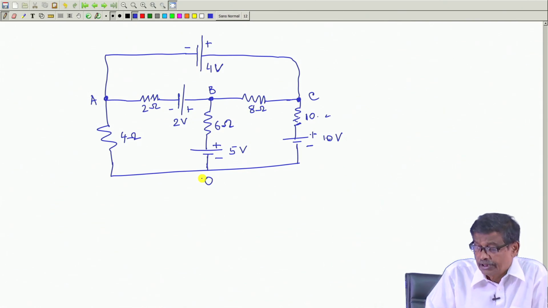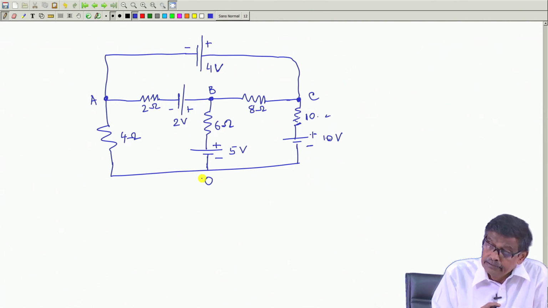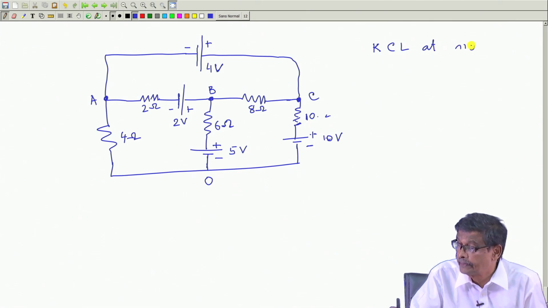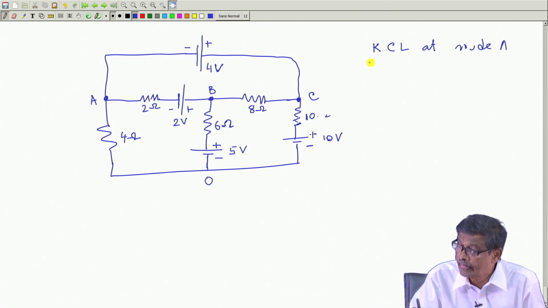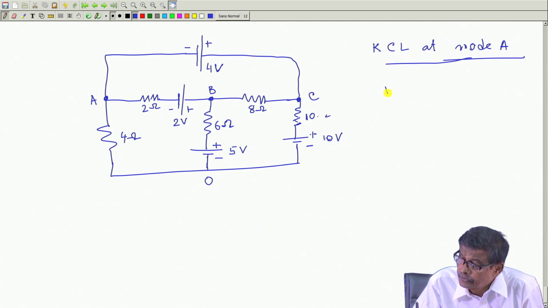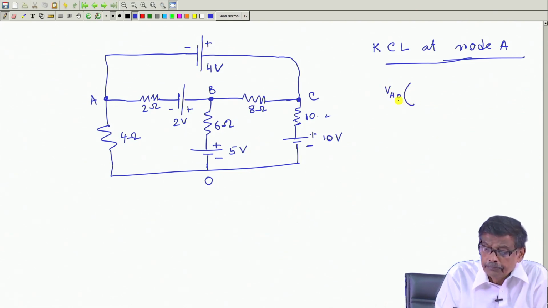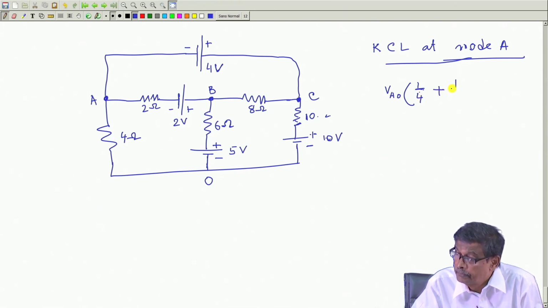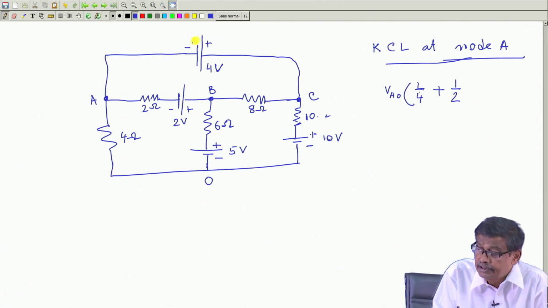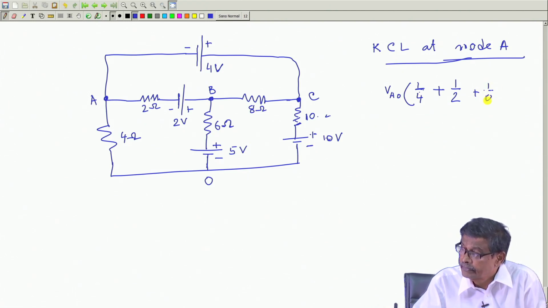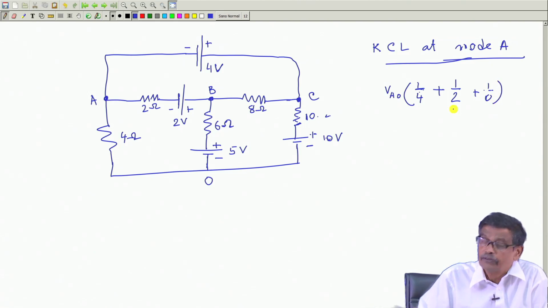Now, suppose I have chosen O as my reference node, then the KCL at node A. Suppose I want to write down node A. What is the rule I told you? The coefficient of V A 0 will be the sum of the reciprocals of all the resistances connected to A, that is 1 by 4 plus 1 by 2, and in this branch there is an ideal battery. So, the resistance here is 0, that is it should be 1 by 0. It looks like, the way I told you, this should be the coefficient of V A 0.